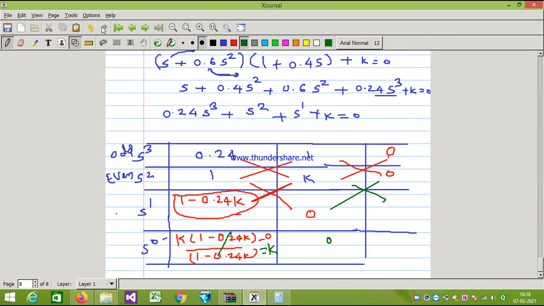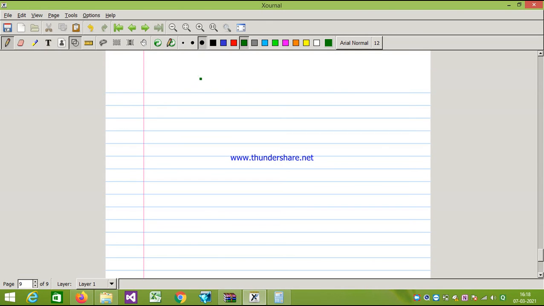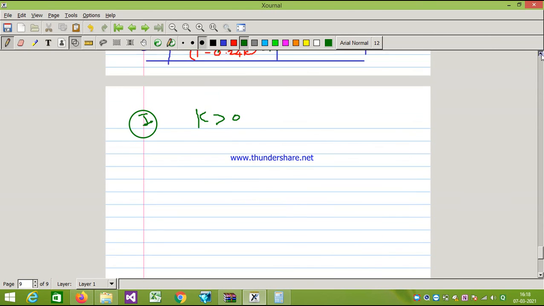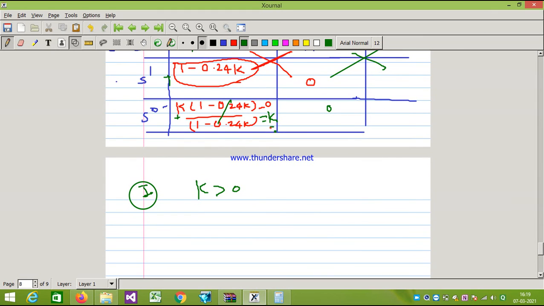So up till now what do we conclude? They already told us the system is stable. Stable means what? All coefficients should have the same sign. So initially the first coefficient is 0.24, positive, this is positive, this is positive, and this is positive. So according to this, what do we conclude? K is greater than 0. This is the first equation. K is this, so it is greater than 0, that means it is positive, and this is again greater than 0. This is the second equation.